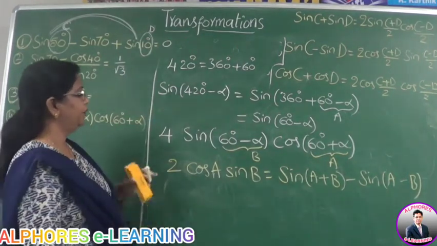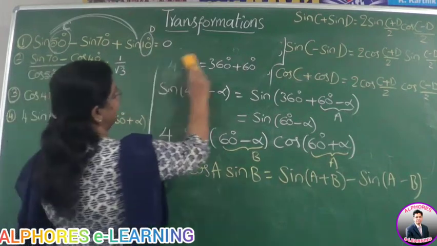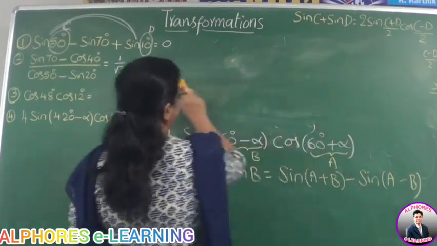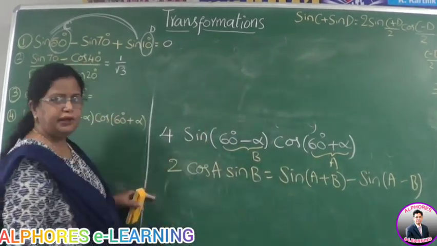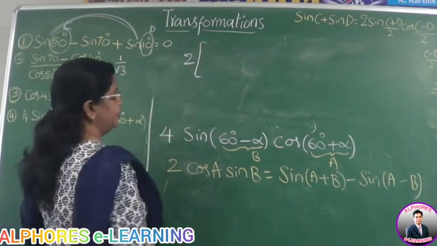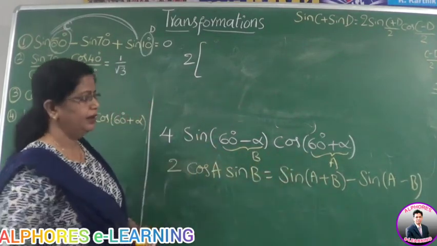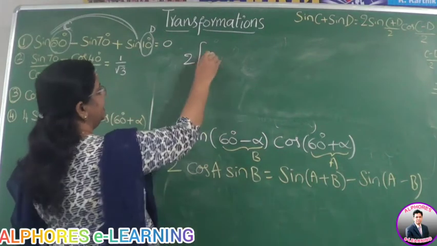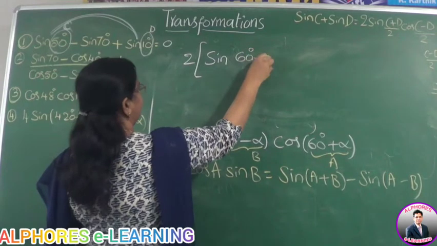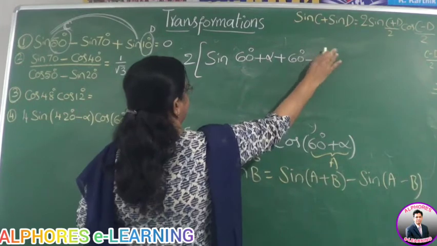Write it. And now, if I make use of that formula here, 4 is already there. So let us write that 4 as 2 into 2. Okay? And thereby you can get the value as 2 into. Now, let us make use of the formula. This is A and this is your B. Sine of A plus B. So what is A? It is 60 plus alpha, and plus B, that is 60 minus alpha. Got it? So these are our values.